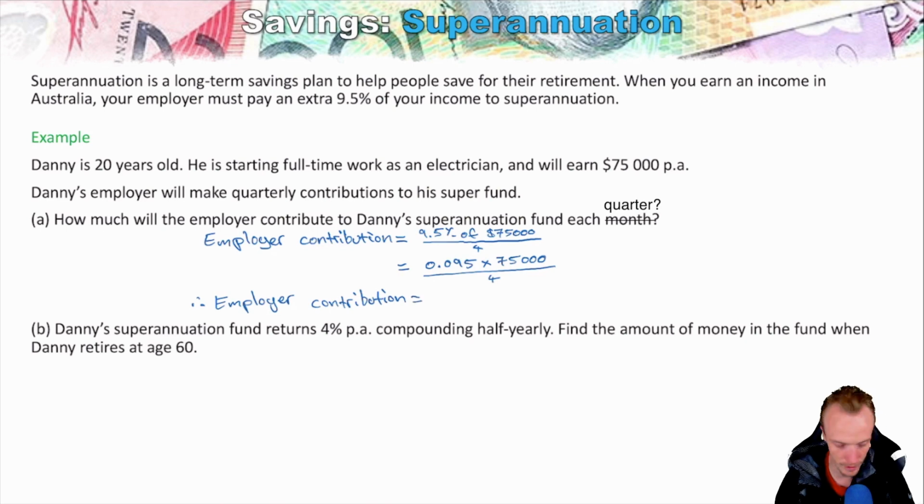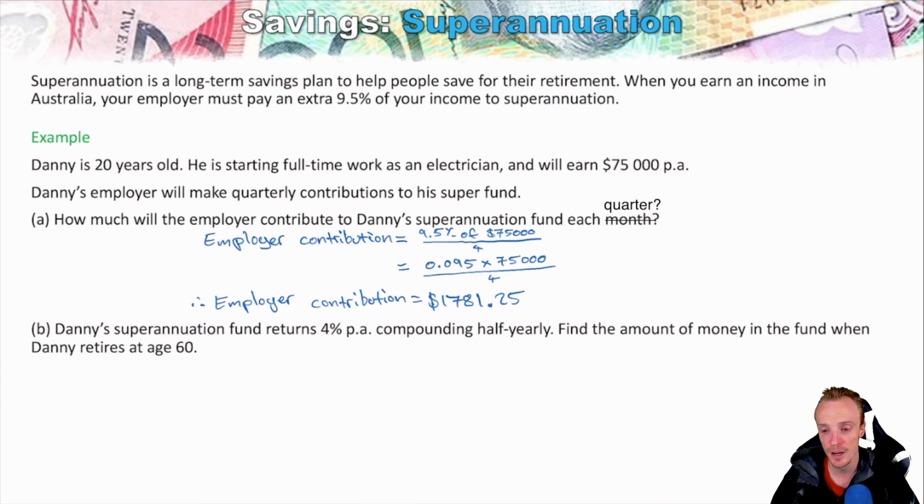So we'll just pop that into the calculator. Yep. So that will be $1,781.25. So that's step one, just working out what the contribution is going to be. If you're making voluntary contributions, you might need to change that percentage. So if you're making 2% voluntary contributions, this would become 11.5%. All right, so that's just something to be aware of.